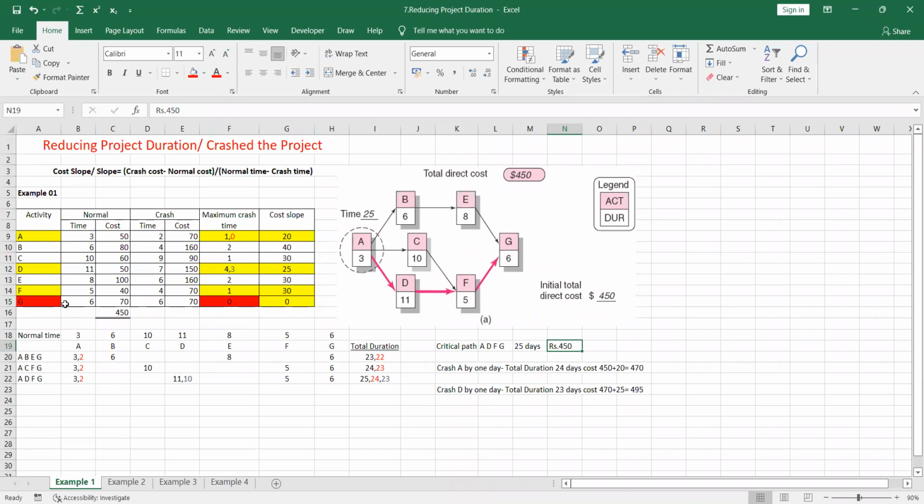Then we have crossed the G activity. So the next step is going for the lowest cost slope. Which activity is having the lowest cost slope among the critical path activities?